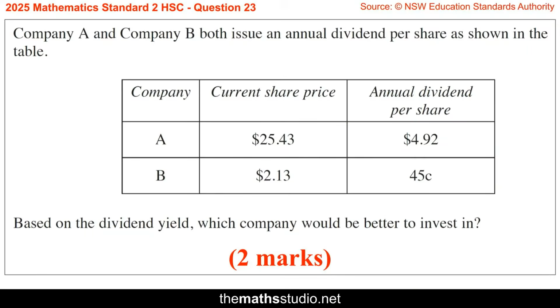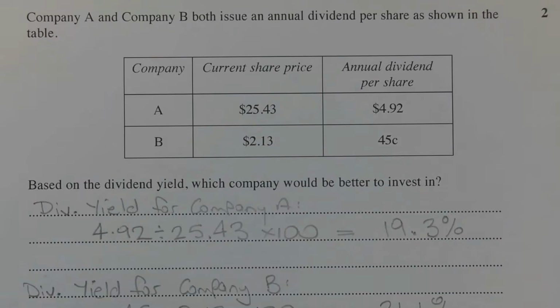Question 23. Company A and Company B both issue an annual dividend per share as shown in the table. Based on the dividend yield, which company would be better to invest in? Think of it like this. If you invest in Company A, you have to pay $25.43 to earn $4.92 per year, assuming that the dividend paid stays the same each year. Now, if we invest in Company B, we have to pay $2.13 in order to earn 45 cents each year.